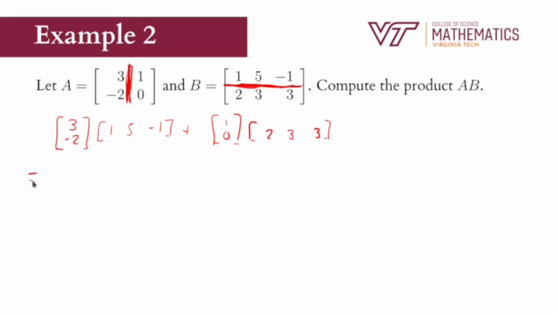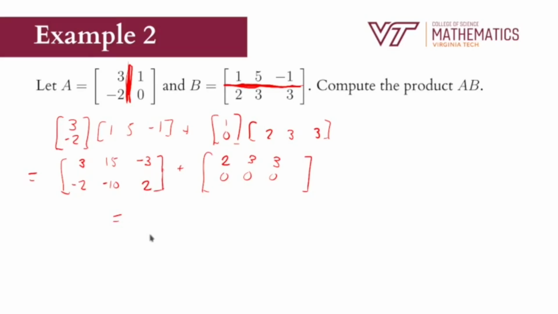All right. So now we're going to just work out this product. (3, -2) times 1 is (3, -2). (3, -2) times 5 is (15, -10). (3, -2) times -1 is (-3, 2). Plus, and then we'll do the same thing over here. This one's very fast. (1, 0) times 2 is (2, 0). (1, 0) times 3 is (3, 0). And (1, 0) times 3 is (3, 0).